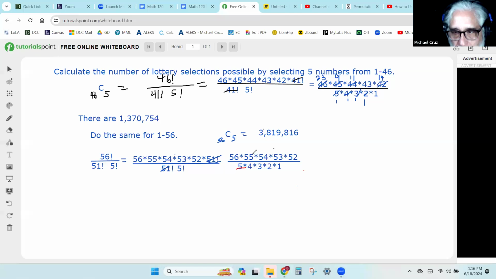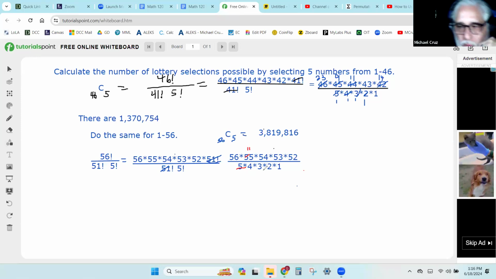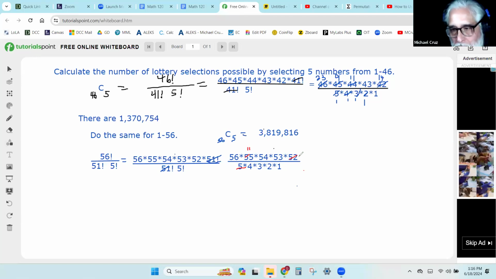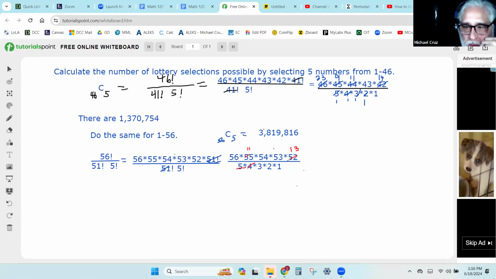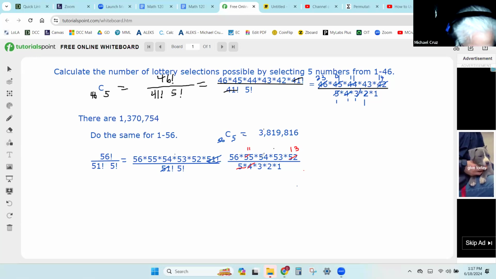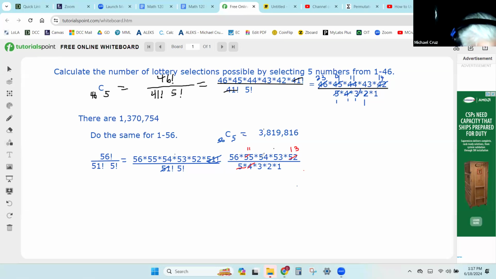Okay, so now 5 goes into 55 11 times. 52 divided by 4 is 13. 54 is divided by 3. What is 54 divided by 3? You can tell what a number is divided by if you add up the numbers, I'm sorry, the digits. So 3 goes into 54 18 times.